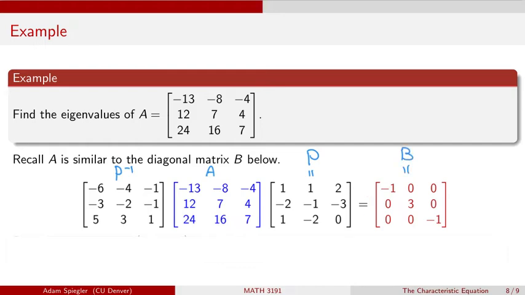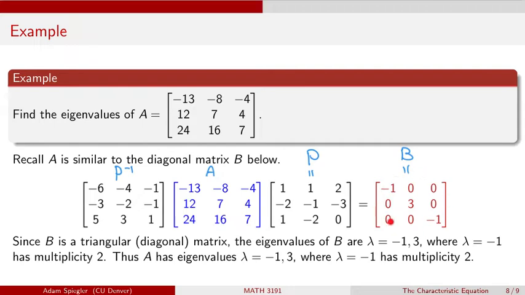And now what's really nice is we have proven that for triangular matrices, and a diagonal matrix B is certainly a triangular matrix, the eigenvalues of matrix B are just going to be the diagonal entries. So we can see right away, without calculating a determinant, without needing to solve a characteristic equation, that the eigenvalues of B are minus 1 and 3, where the eigenvalue minus 1 has multiplicity 2.